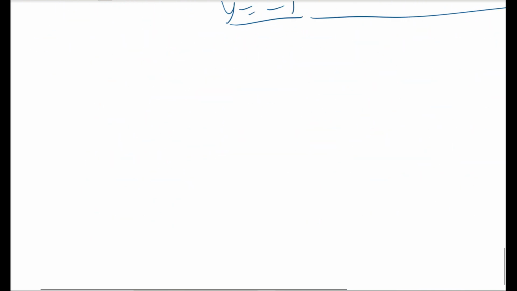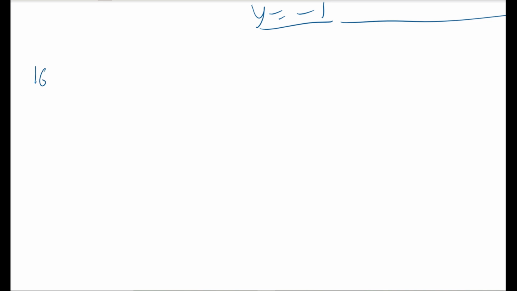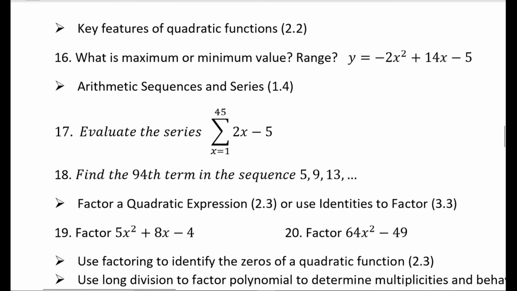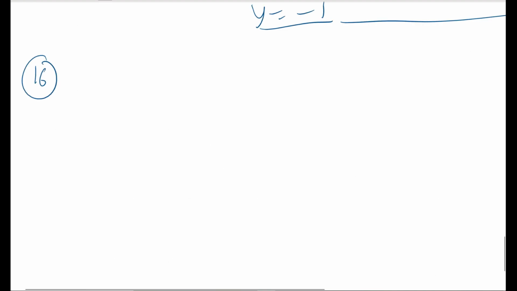Right, we're going to look at number 16 now. Let's look back at the original document. So what is the maximum or the minimum value? What is the range for the following function? All right, so let's look at it. We have y equals negative 2x squared plus 14x minus 5.